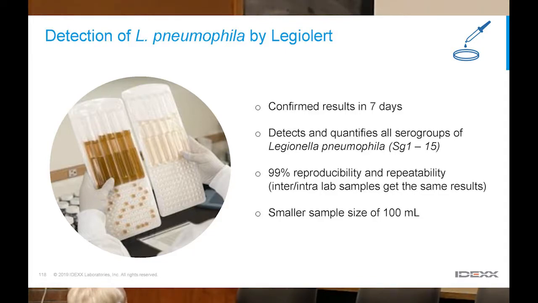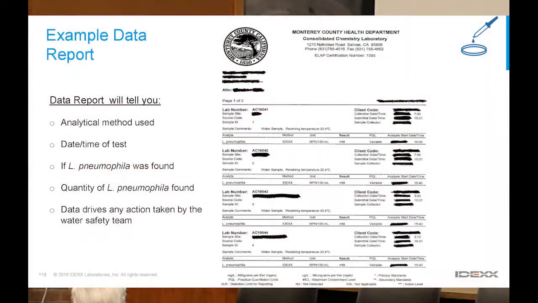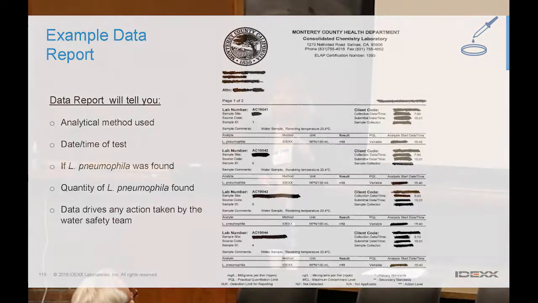So your data report that you will get from your accredited laboratory will give you the information about that sample, and you'll be able to go back and look at your plan and tell your team if your plan is actually effective and you're staying within a prescribed concentration. And speaking of prescribed concentration, everybody asked me, well, what level of Legionella is safe? The answer is nobody knows. And if they tell you, they still don't know.